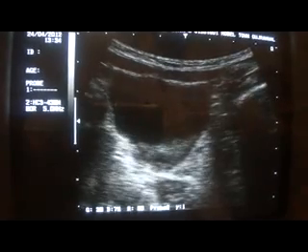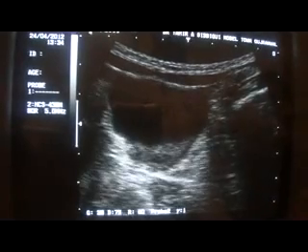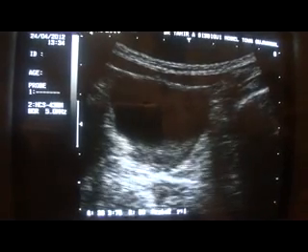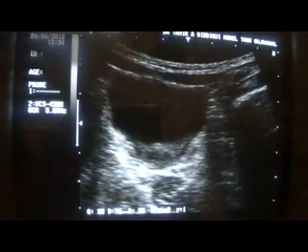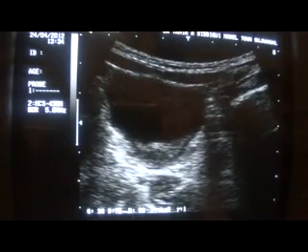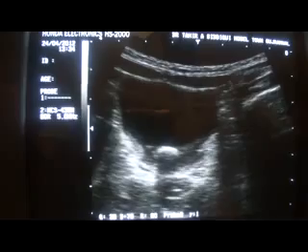Now remember, behind the posterior wall of the urinary bladder you will be seeing this sort of an echogenic area, echogenic in the center, hypoechoic at the periphery. That will be a bowel, not to be confused with the pathology.